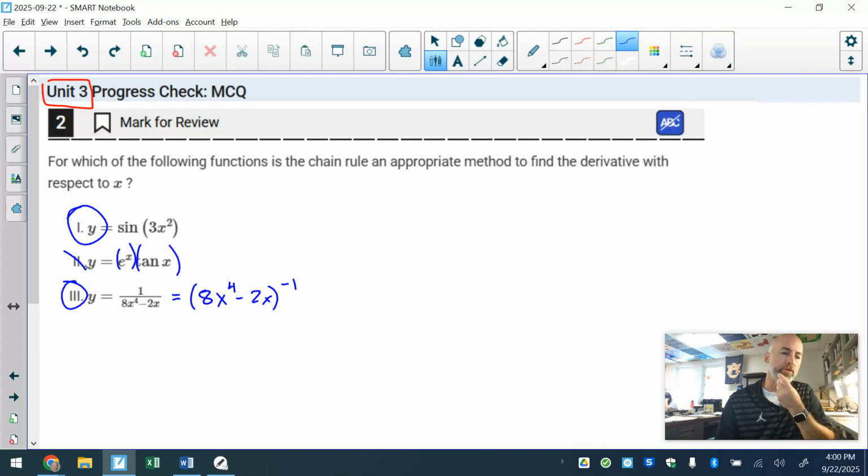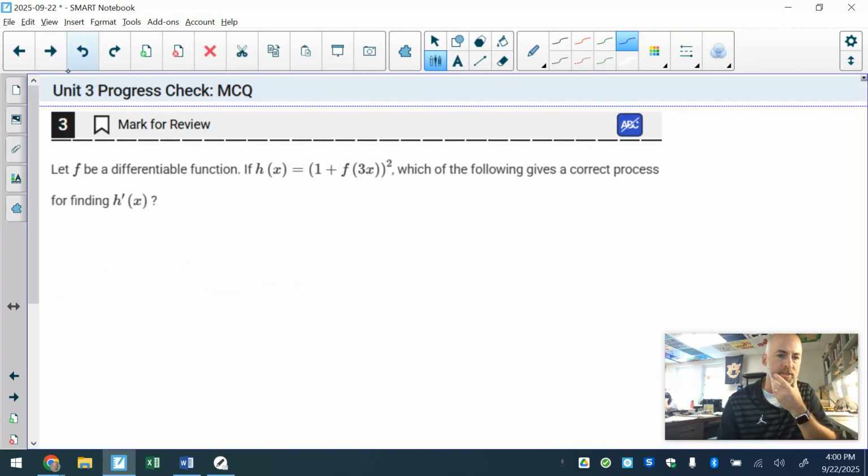So I think 1 and 3 are the right answers for this one, and I'm pretty sure that the College Board agrees with my assessment on that one. Let's see, what else do we have? Number 3 from the Unit 3 Progress Check.